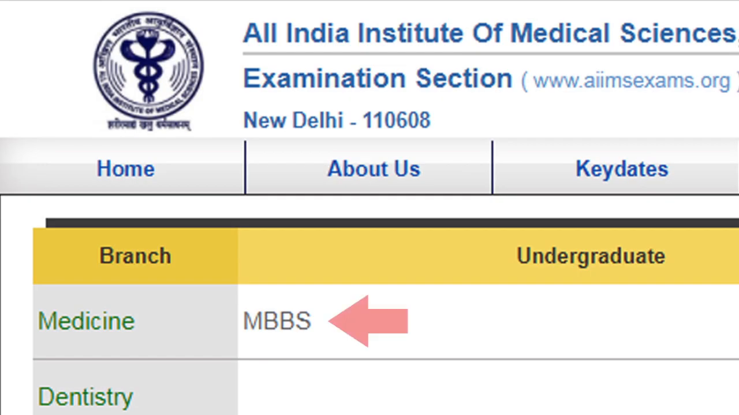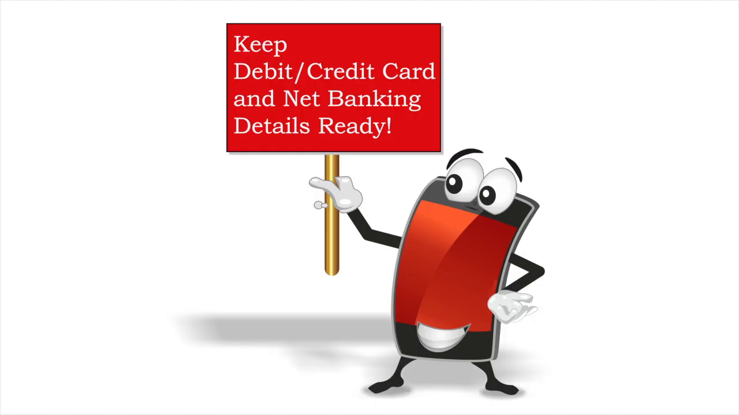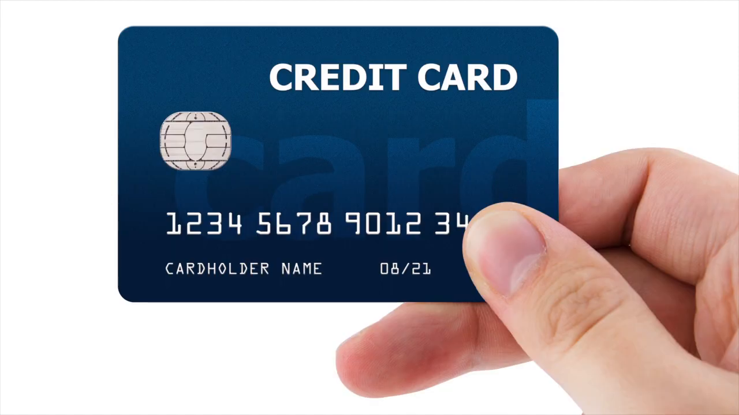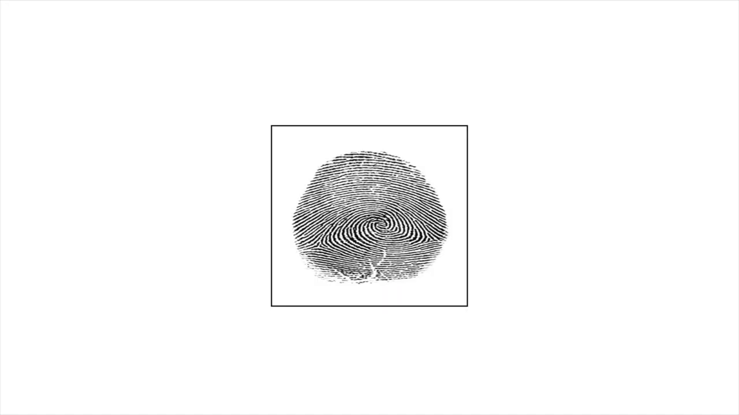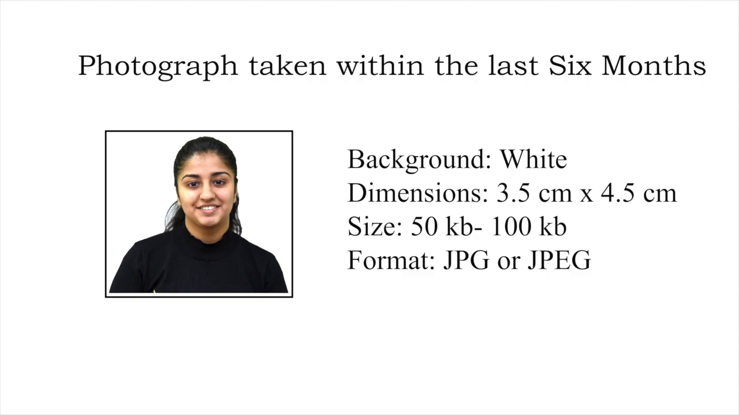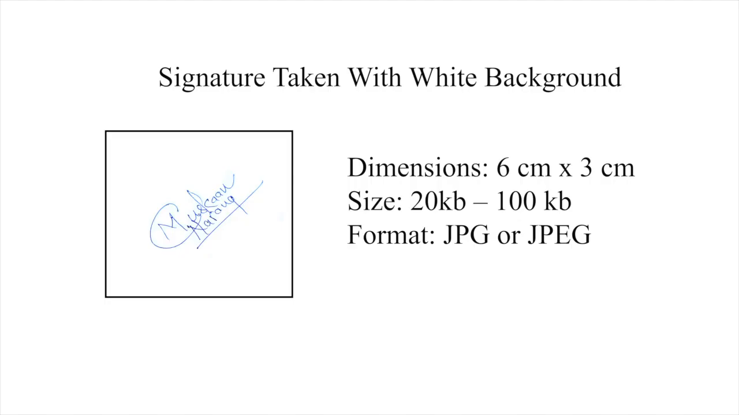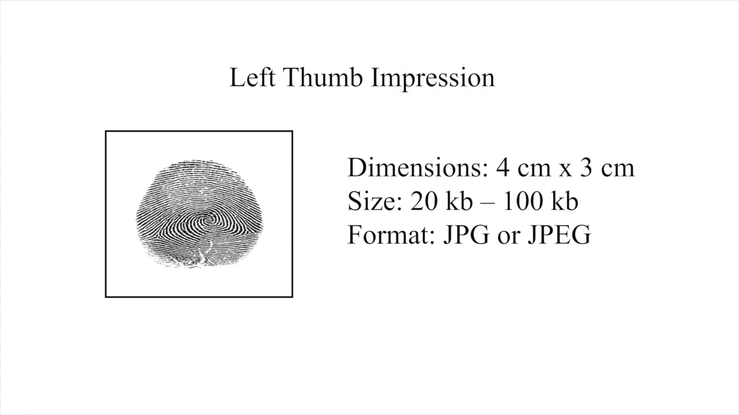Next, select MBBS. Before you fill the form, have your debit or credit card and net banking details ready for online payment. The form also needs the digital images of your photo, signature, and thumb impression. The digital size of the photograph must be between 50 to 100 KB, and digital size of signature and left thumb impression must be between 20 KB to 100 KB.